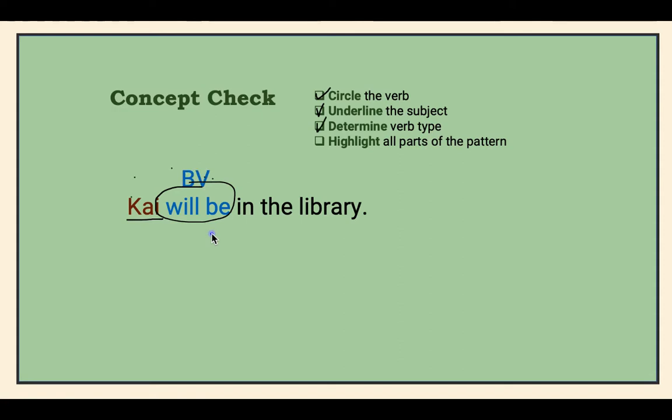After locating the clause, we must figure out what kind of verb we have. Here, our main verb is a be verb, with the auxiliary will making it future tense. And in the final section, we have an adverbial prepositional phrase telling where.